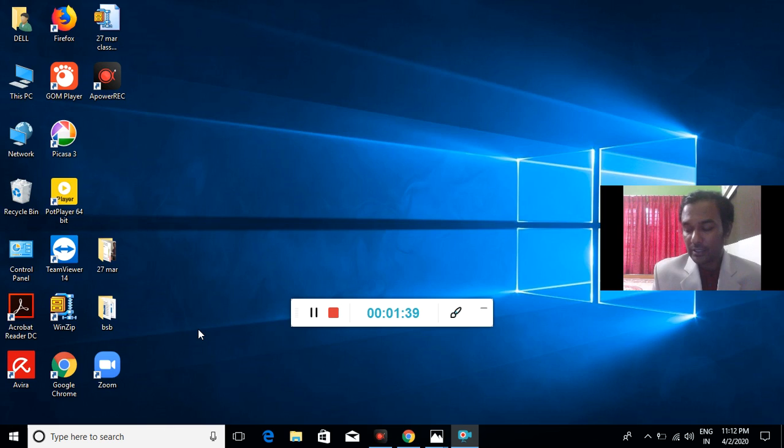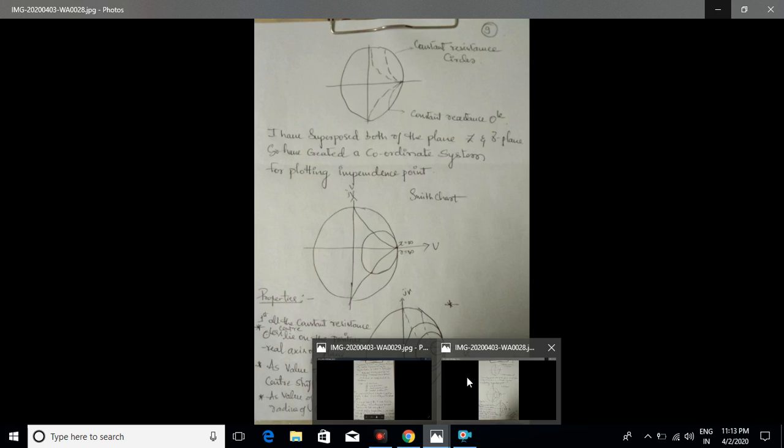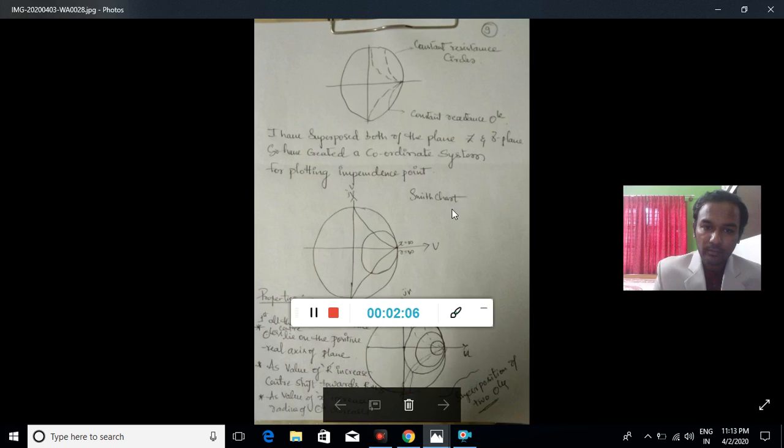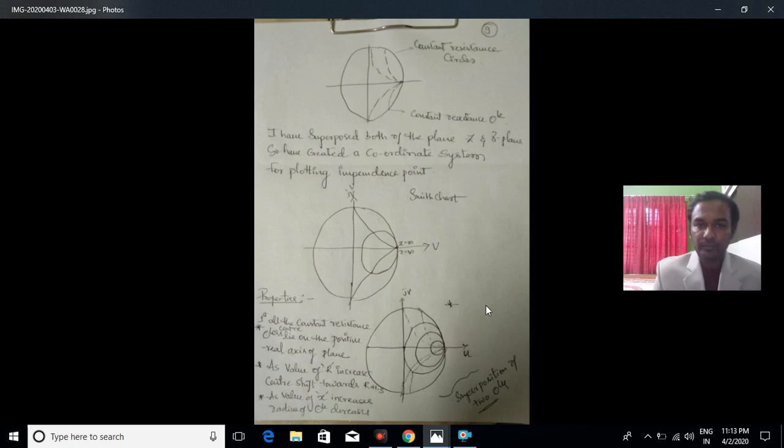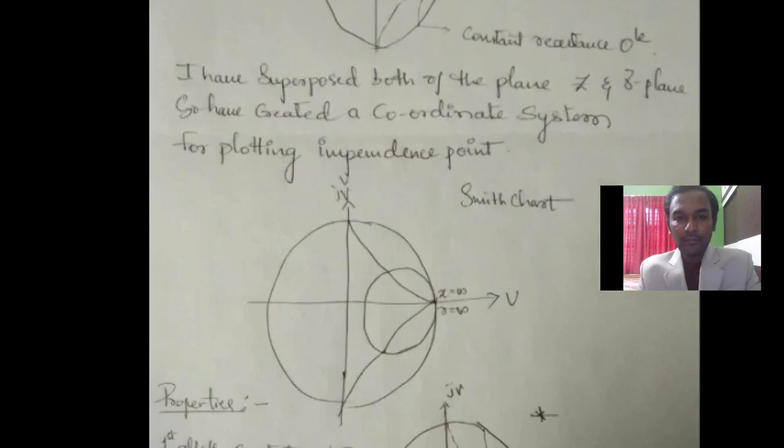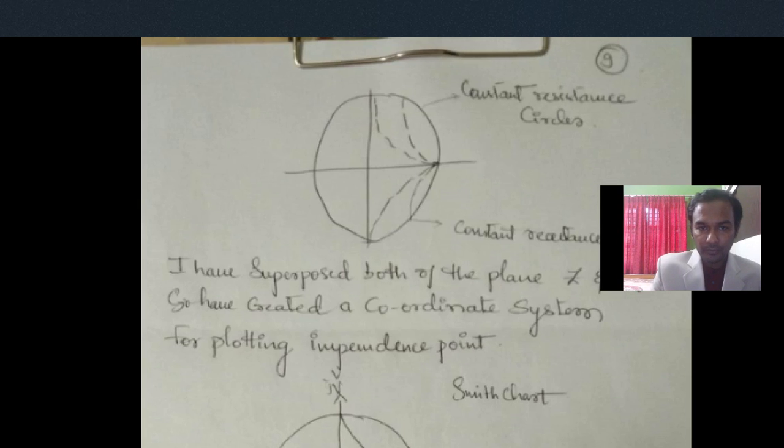So let us begin the class with how the simple form of a Smith chart can be written. I have shared the handwritten notes and I'll be using the same to describe the following. Okay, so let us start with a simple graph representation. So this is the graph we are going to use.